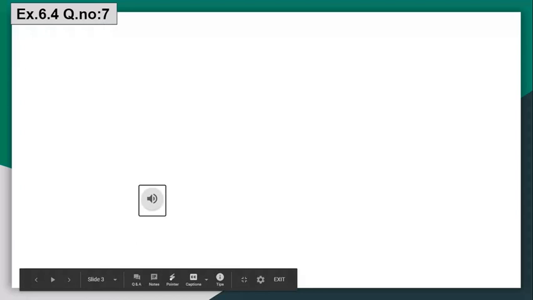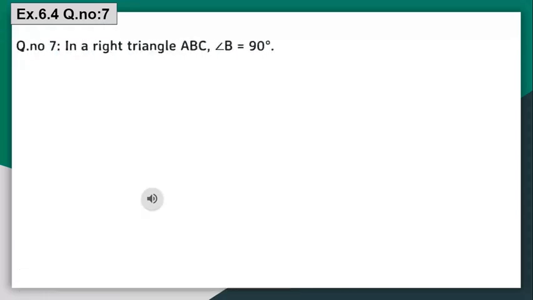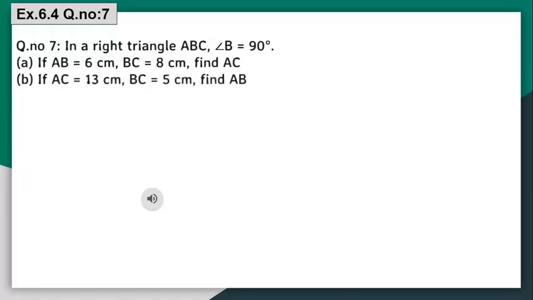Now, question number 7. In a right-angled triangle ABC, angle B is equal to 90 degree. A. If AB is equal to 6 centimeter, BC is equal to 8 centimeter, find AC. Same way, B, if AC is equal to 13 centimeter, BC is equal to 5 centimeter, then find AB. So here angle B is 90 degrees. So opposite of that is the hypotenuse. Means here AC will be the hypotenuse.